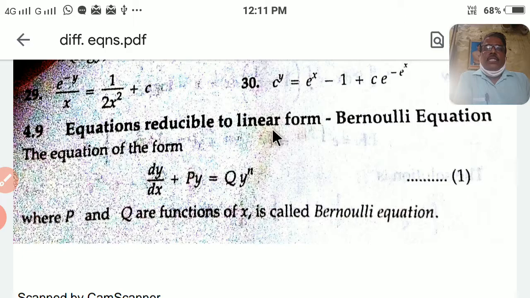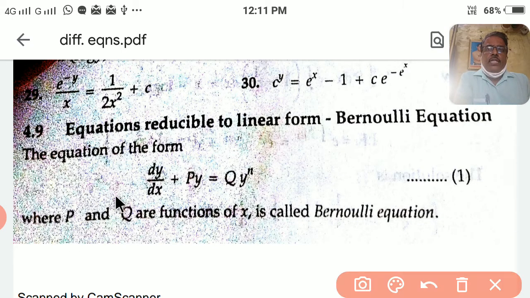Next we have equations reducible to linear form. That means the given equations are not linear, that is they are not in the form of dy by dx plus py equal to q. Okay, so they are in the form dy by dx plus py equal to q into y raised to n. Because of this term y raised to n, this is not a linear equation, because y raised to n is multiplied with q. So therefore it is not a linear equation.